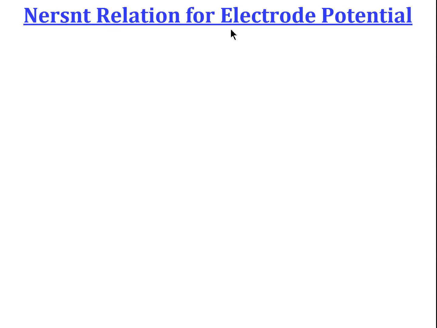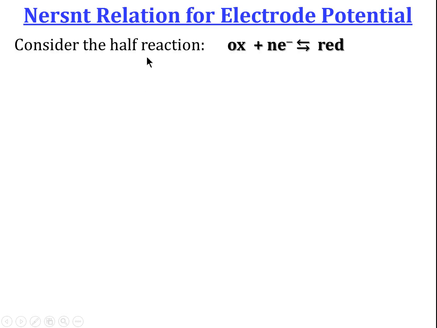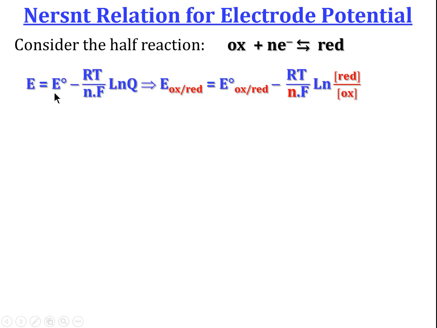Use the Nernst relation to calculate the potential of the electrode. Consider the half reaction of reduction: Ox plus N electrons gives Red. The Nernst equation is E equal E0 minus RT divided by NF ln Q, where Q is the ratio between the products and the reactants. So we apply this relation directly on the half reaction: E ox/red equal E0 ox/red minus RT divided by NF ln of red divided by ox.